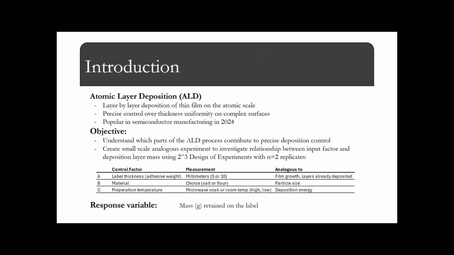So atomic layer deposition, or ALD, is a process in which single thin films can be deposited onto a substrate layer by layer at the atomic scale. It's good because it has precise control over thickness uniformity on complex surfaces, and it's getting popular in manufacturing currently.